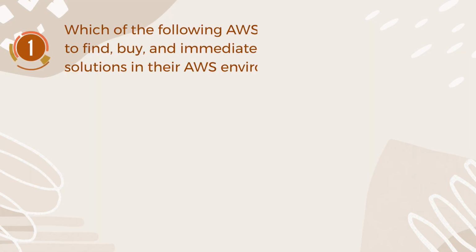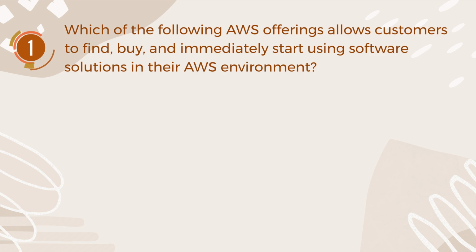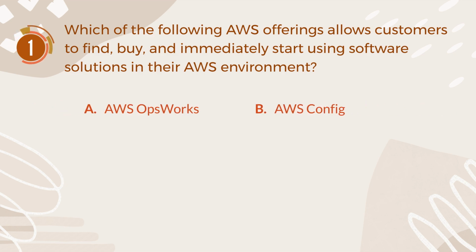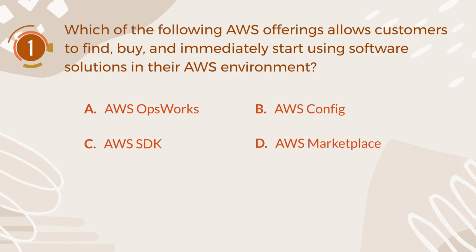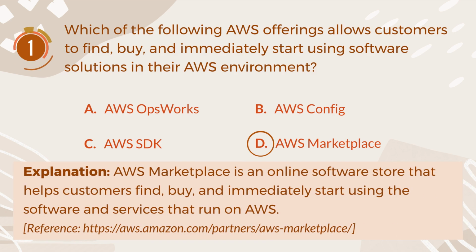Number 1. Which of the following AWS offerings allows customers to find, buy, and immediately start using software solutions in their AWS environment? A. AWS OpsWorks. B. AWS Config. C. AWS SDK. D. AWS Marketplace. The correct answer is D. AWS Marketplace. Explanation. AWS Marketplace is an online software store that helps customers find, buy, and immediately start using the software and services that run on AWS.